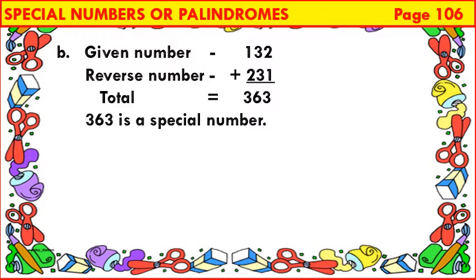Now consider the second example, 132. Reverse the number. We get 231. Add both the numbers. We get 363. Reverse of 363 is also 363. So 363 is a special number.